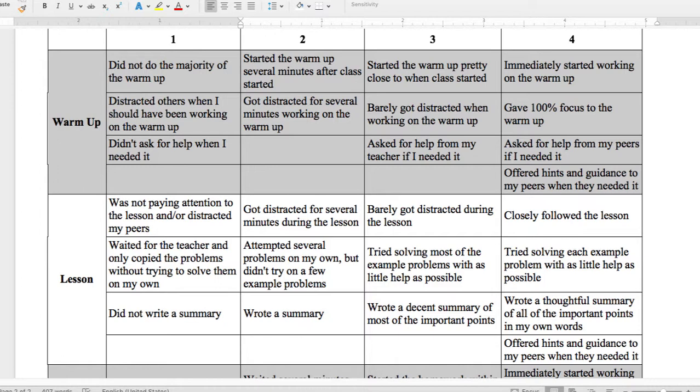Look and read these. Barely got distracted, tried solving most of the example problems with as little help as possible. You just closely follow the lesson. You tried each example problem with as little help as possible. You wrote a thoughtful summary with all of the important points in all of your own words. And then did you also offer help to people that needed it? What level were you? 3, 4? You're going to be doing this every day, so get in the habit of doing this.